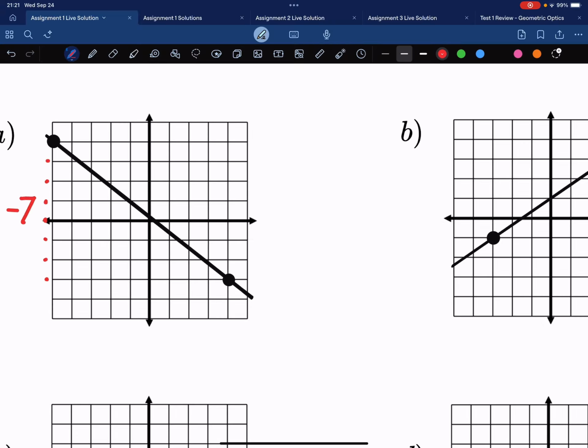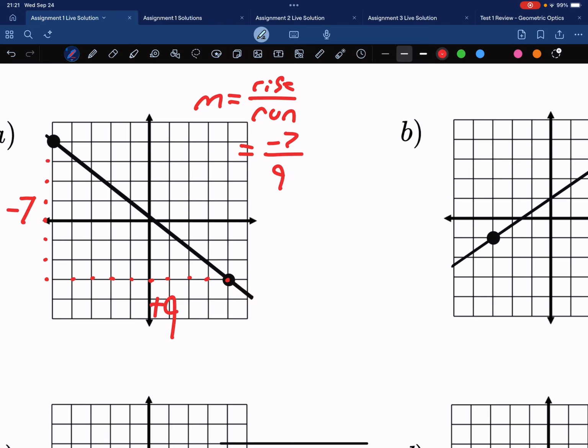So that's down 7 and over 1, 2, 3, 4, 5, 6, 7, 8, 9. We go to the right 9, so that's positive. And we go down 7. Slope, 2 formulas there. One of them is slope m is just equal to the rise over the run. In this case, our rise is negative 7, and our run is 9.